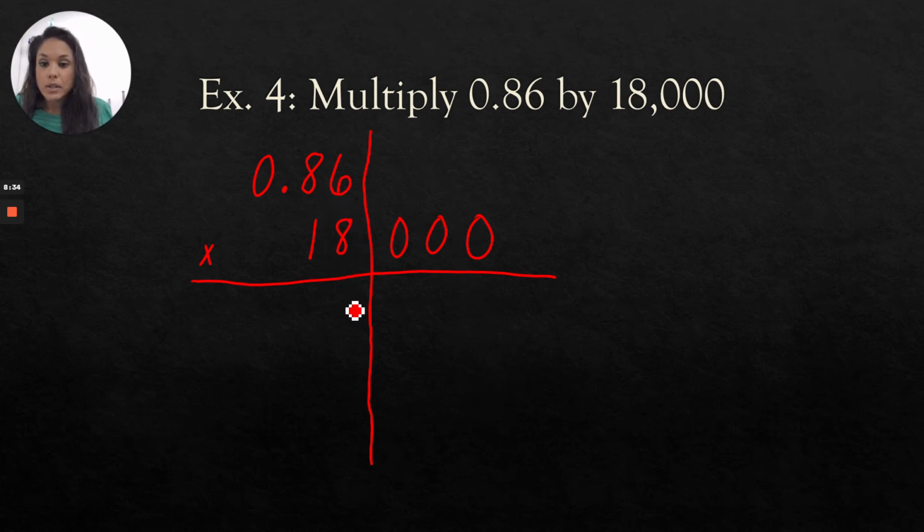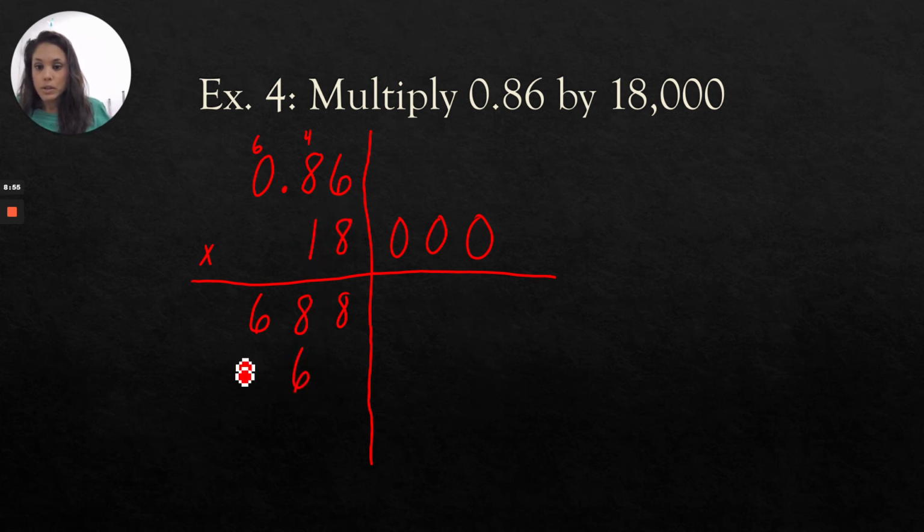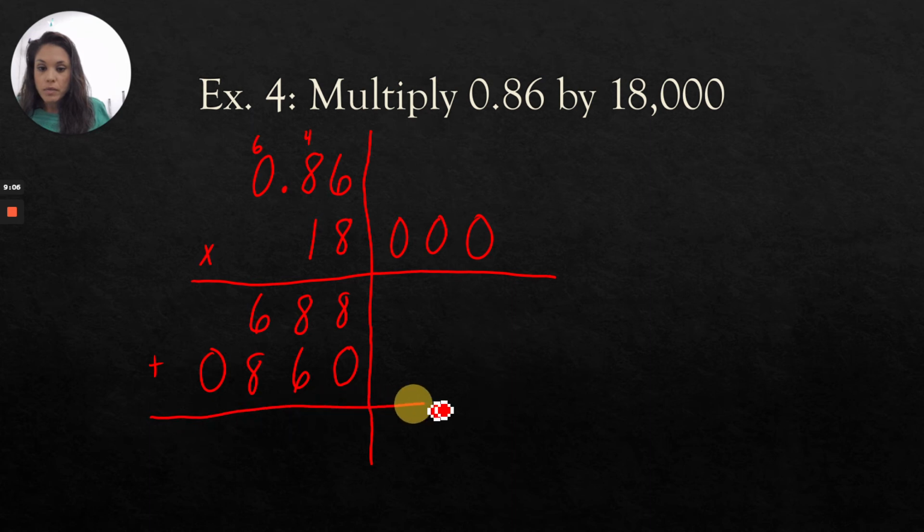8 times 6 is 48. I'll just write it here. 8 times 8 is 64, plus 4 is 68. 8 times 0 is 0, plus 6 is 6. Now I'm going to multiply my 1. 1 times 6 is 6. 1 times 8 is 8. And 1 times 0 is 0. And then I'm just going to fill in a 0 here and add this across.